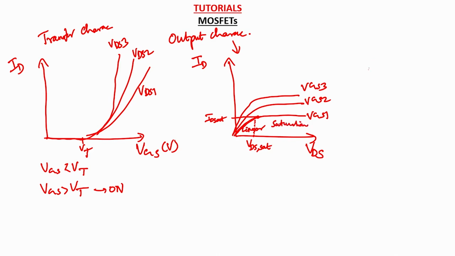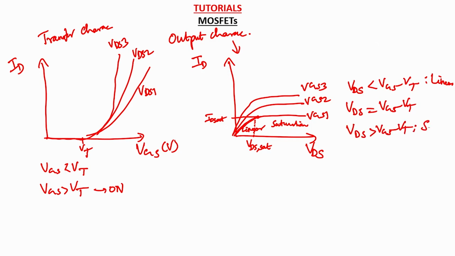So you can define the regions like this: when VDS is less than VGS minus VT, the gate overdrive voltage, the MOSFET is said to be in linear region. VDS exactly equal to VGS minus VT is nothing but the pinch off point, and when VDS is greater than VGS minus VT, you say that the MOSFET is in the saturation region.